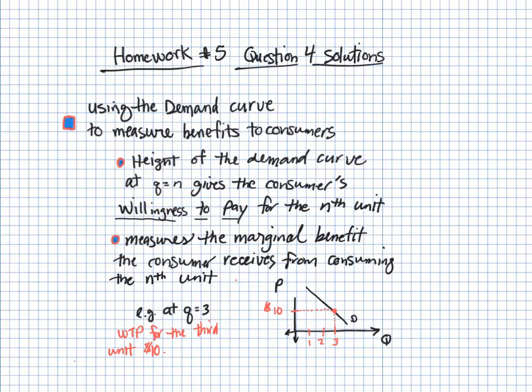Another way to say this is that the consumer values the consumption of the third unit at $10. Another way to describe this is the marginal benefit of the third unit of consumption. So consuming a third unit delivers $10 worth of benefit to the consumer.